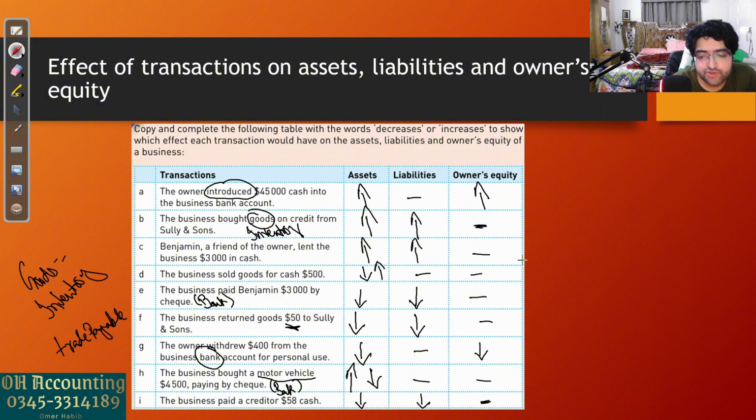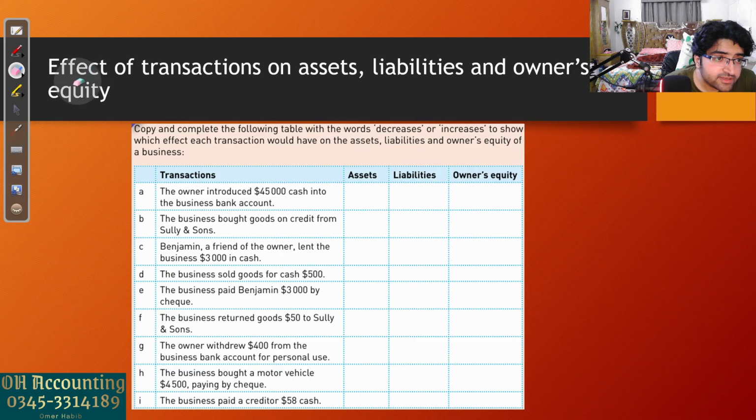So this is how we show the double effect on the accounting equation. If you notice, there are no more than 2 arrows in any of these and no less than 2 arrows. So there's always a dual effect on the accounting equation because of the transactions. Okay. Moving on. Let me erase all this.